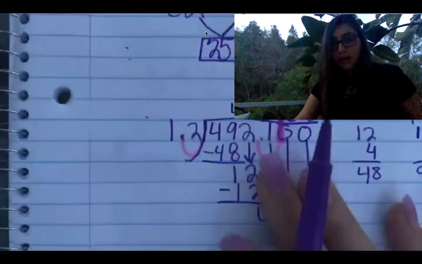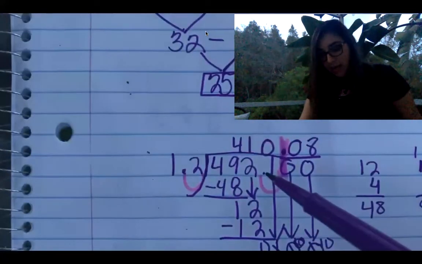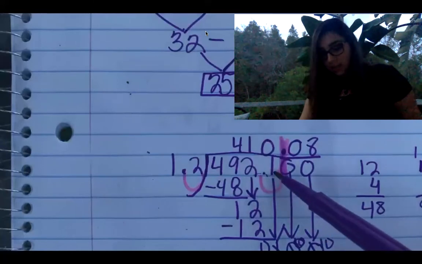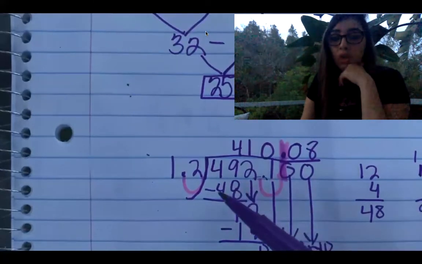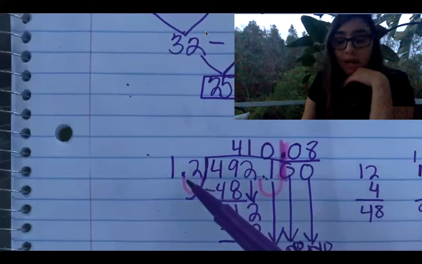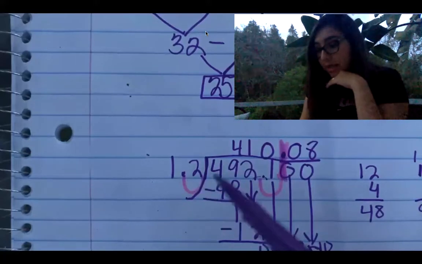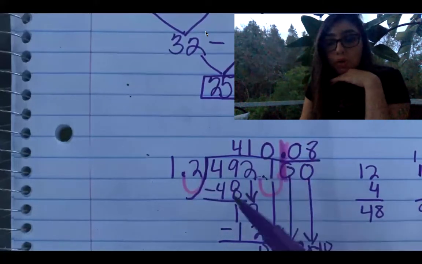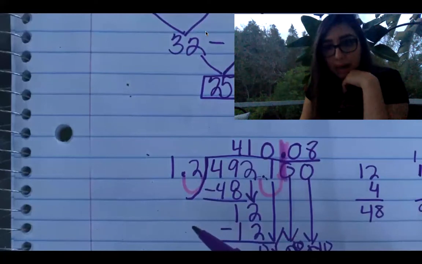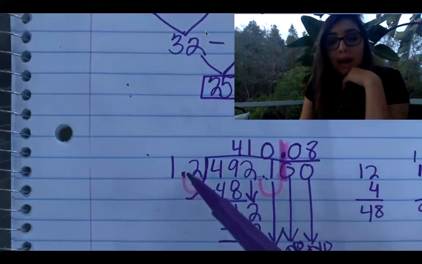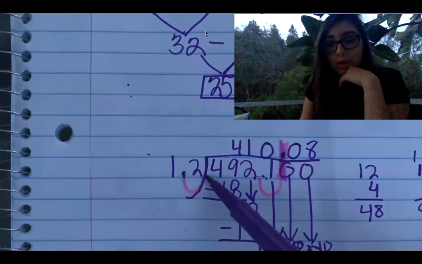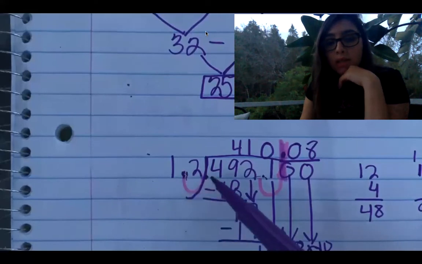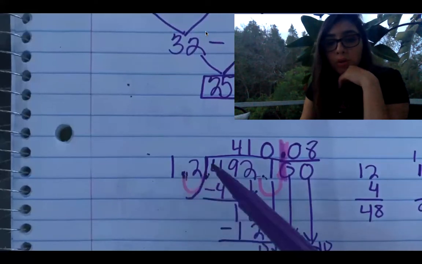On Tuesday, I set it up right here. It is 492.1 divided by 1.2. Now this is something brand new, sixth graders. You haven't seen a decimal on the outside of the box. You might have only seen the decimal on the inside of the box. So all you have to do is one extra step. You count how many times you need to move the decimal to make this a whole number. So I need to move it one time to make 1.2 a 12.